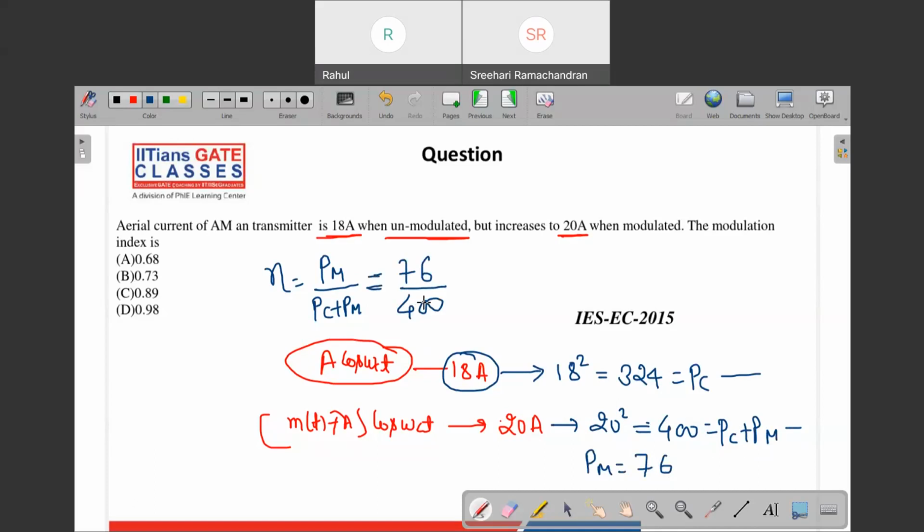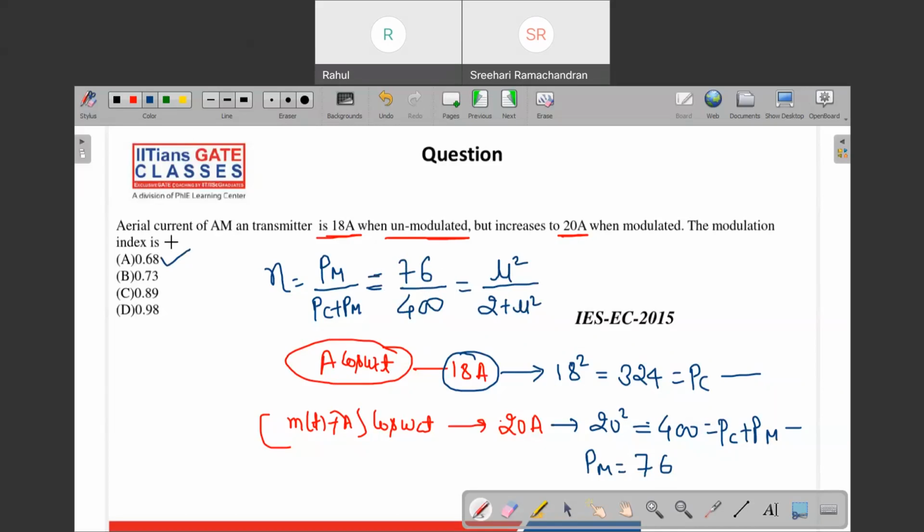Now this efficiency will be equal to mu square divided by 2 plus mu square. Okay. Now when we solve this, we'll get the value of mu, and that will be 0.68. Okay. So this is how we have to approach this problem.